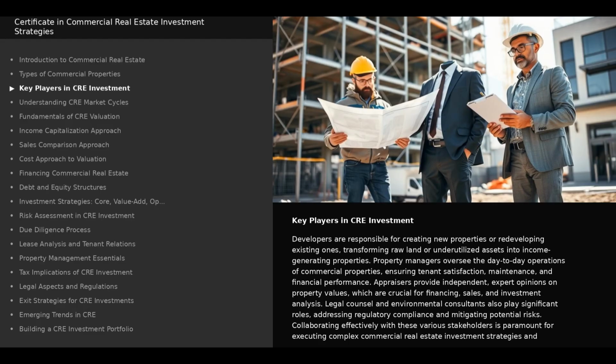Legal counsel and environmental consultants also play significant roles, addressing regulatory compliance and mitigating potential risks. Collaborating effectively with these various stakeholders is paramount for executing complex commercial real estate investment strategies and achieving desired financial outcomes. Each professional contributes specialized knowledge that is indispensable to the investment process.